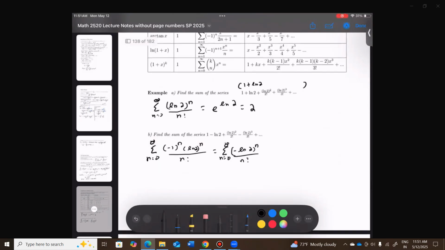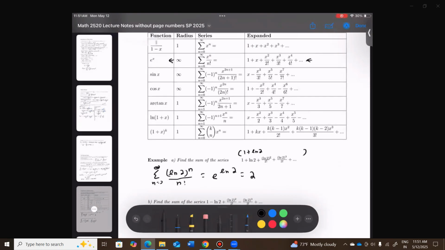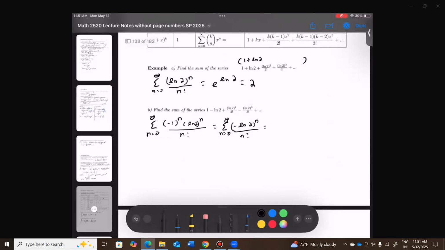Again, it looks like the same particular series we have, the second one. And so we can write this as e to the negative natural log of 2, which is going to be e to the natural log of 2 raised to the negative first, which ends up being equal to 2 to the negative first, which is going to be equal to 1/2.